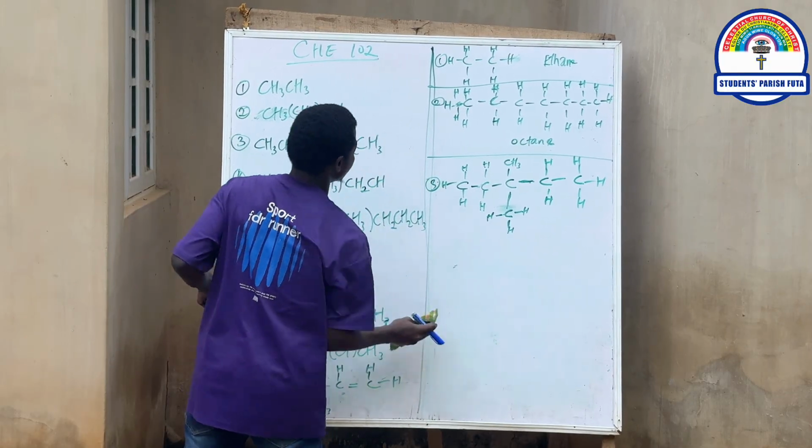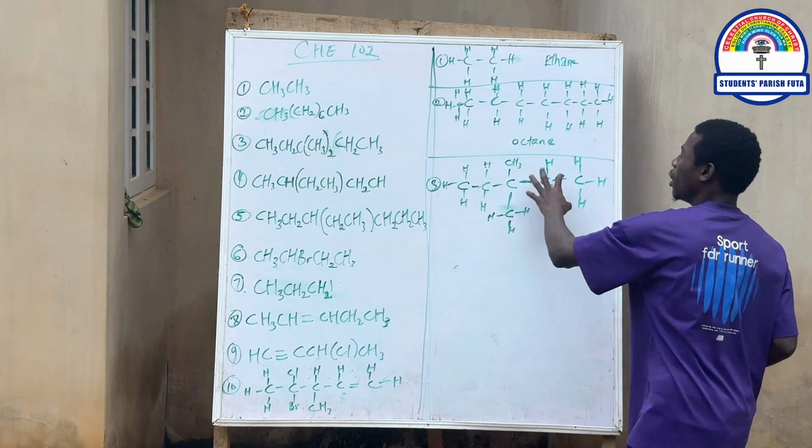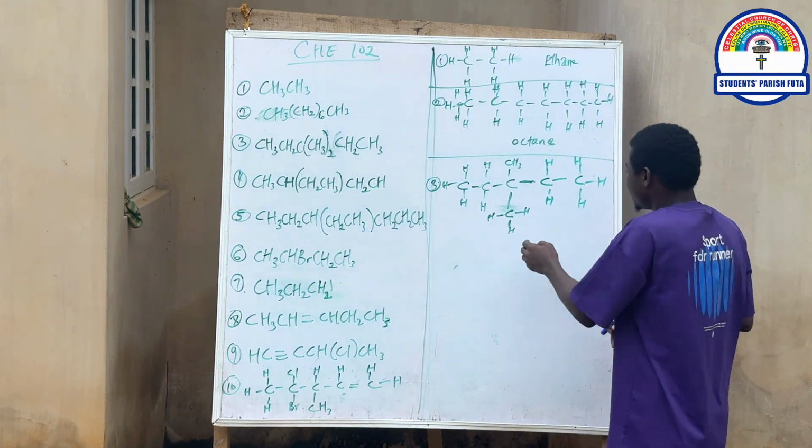So now let's move on to naming this one. The first thing is you select the family. What's the family? Single bond of 2. That's the alkane family. Then name the family. Immediately you select it.